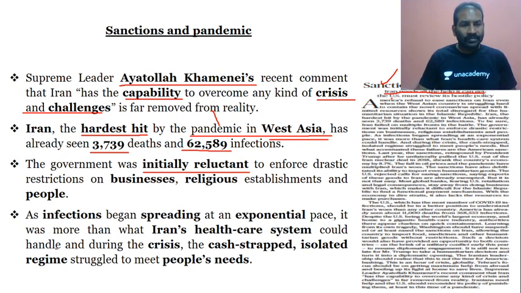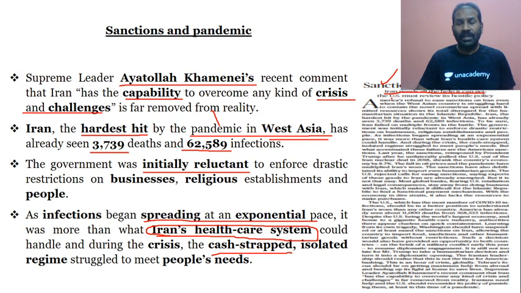Because of that, infections are spreading at an exponential pace, that means the virus is spreading very fast. Now Iran has understood that it is imperative for them to focus on Iran's healthcare system. And now the situation has become so bad that they are being hit by the crisis, and also they are hit by the cash crunch.